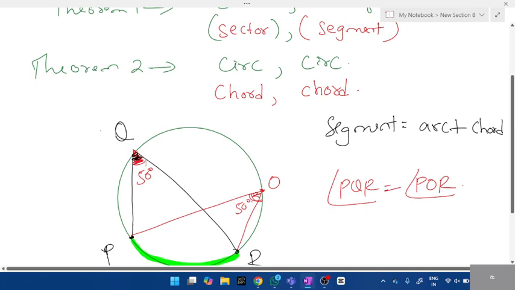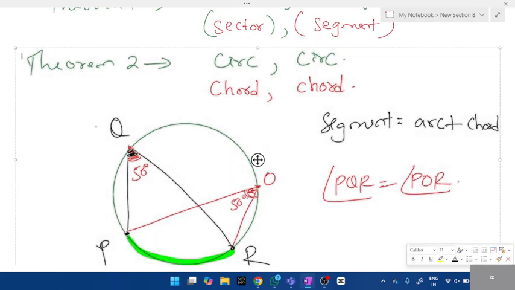So therefore, the angle formed on the same segment, students. Both of these are segments. We call it segment. Angle formed on the same segment, that is, the arc should be the same. Then their angles are equal.